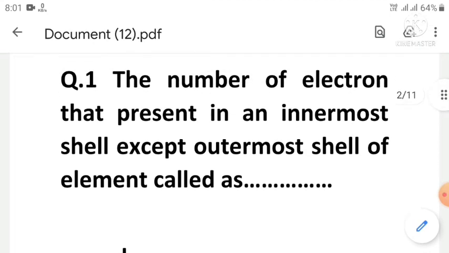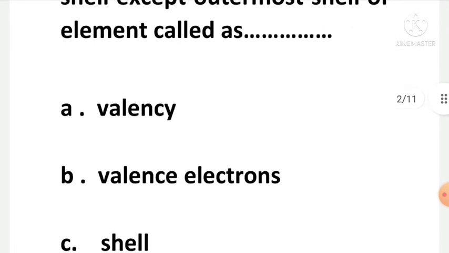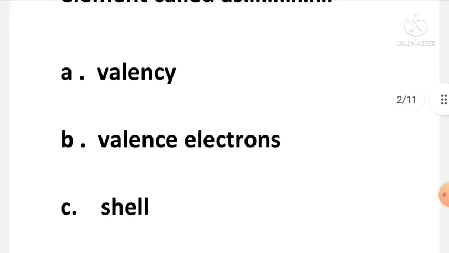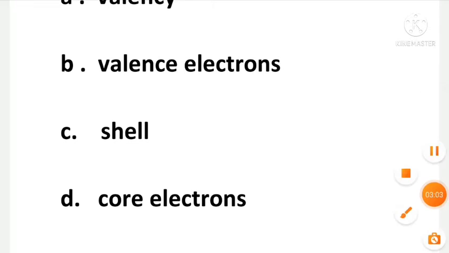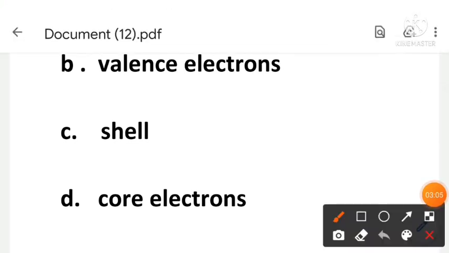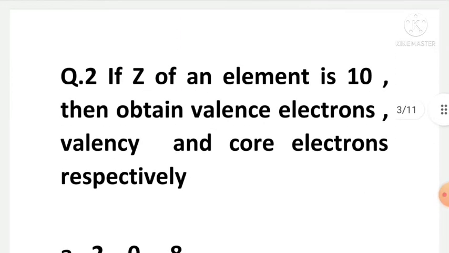So here the answer is core electron, the correct answer for this question. Now we see the next question. Question number 2.